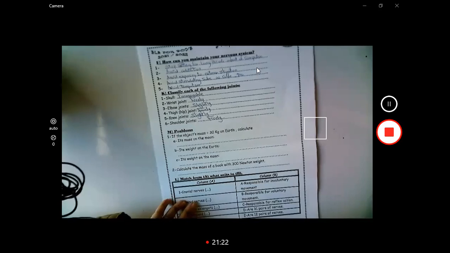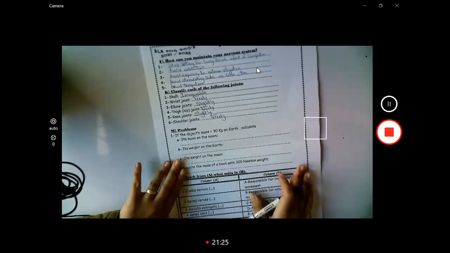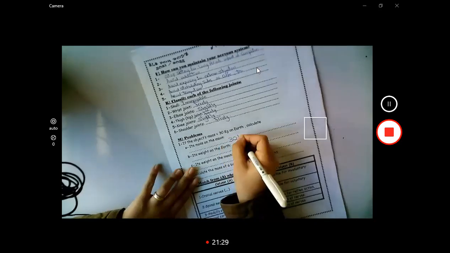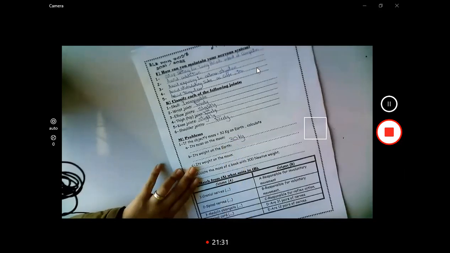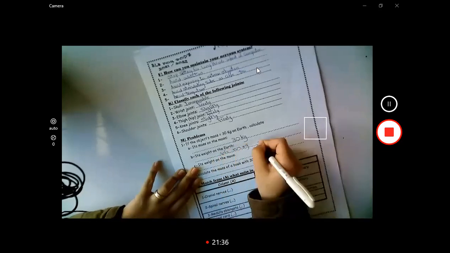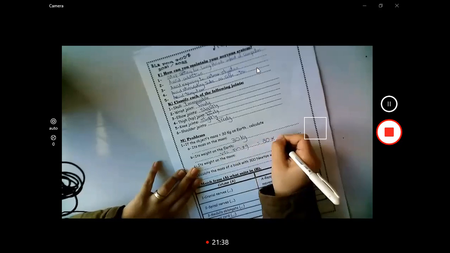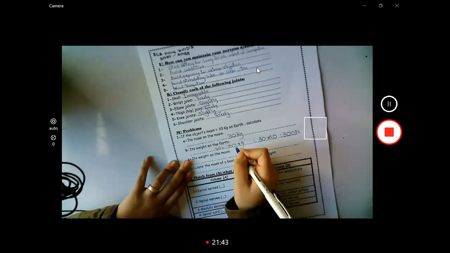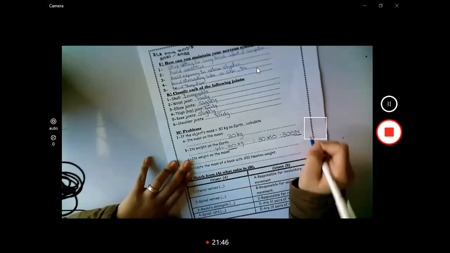Problems. If object's mass is 30 kilogram on Earth, calculate its mass on Moon. عايز الماس بتاعه on Moon. طبعا الماس fixed value and it doesn't change by changing the place, so its mass equals 30 kilogram. طب weight on Earth, الويت equal mass times gravity, فهيبقى equal 30 times 10 equal 300 Newton. As I said before, don't forget the rule, don't forget the unit.